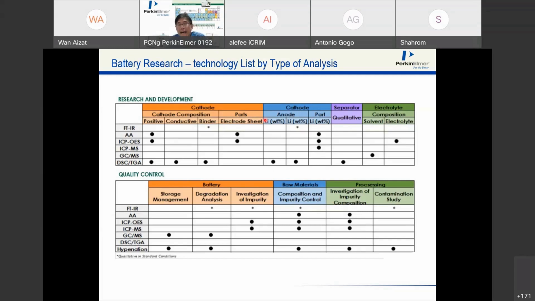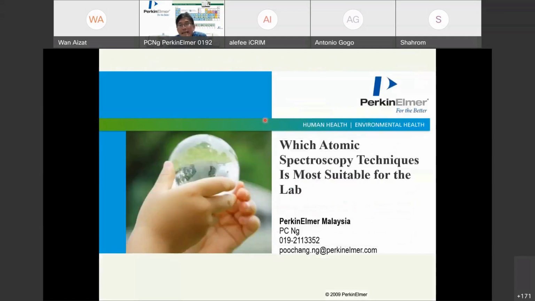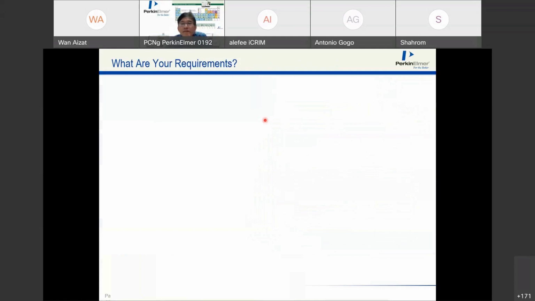Next, I would like to quickly share with you which atomic spectroscopy would be most suitable for your lab. We will look into it. How many samples do you have in a day? If you have 1 or 2 elements, AAS will be good enough, either flame or graphite furnace, depending on what level and what element you want to do.